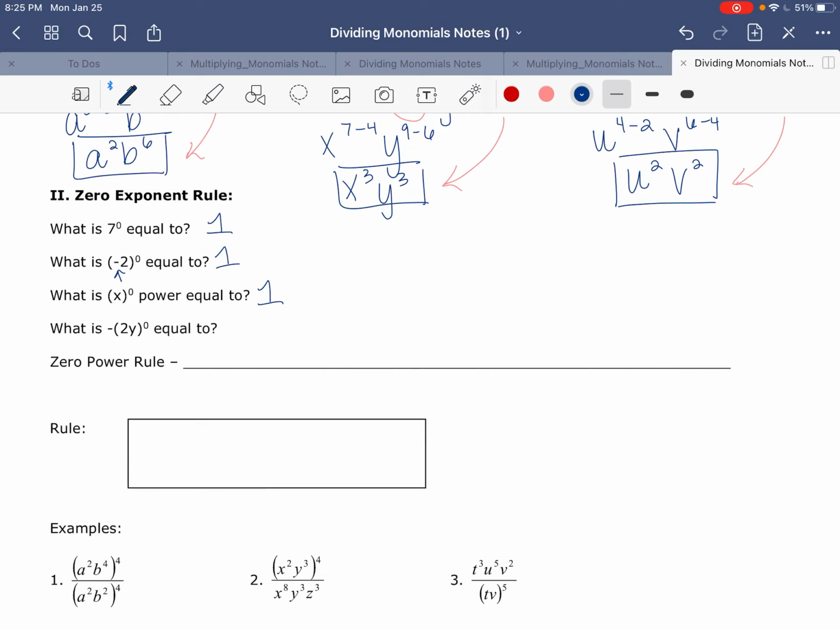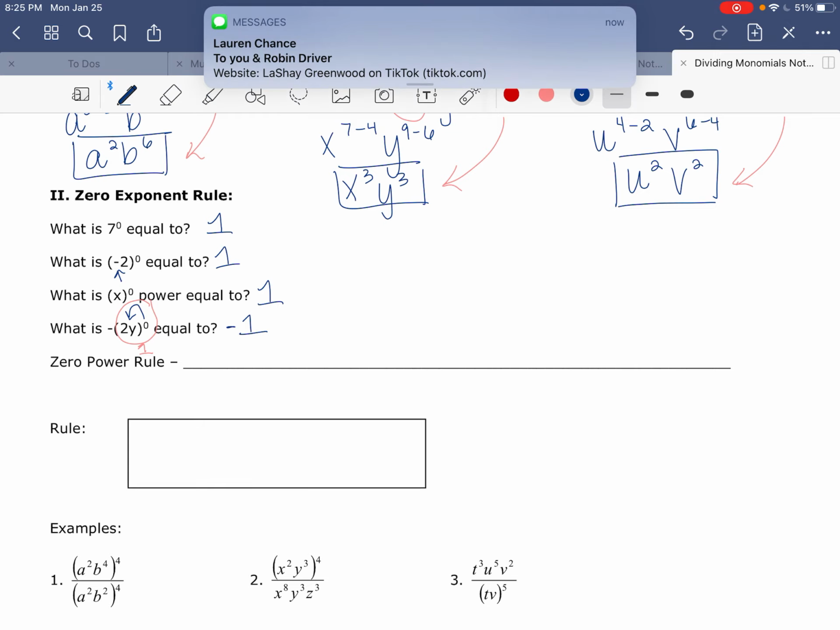Did you say 1? Because if you did, you forgot the cardinal rule. Exponents only go to what they're told to, which is in the parentheses. So while this right here becomes a positive 1, that negative in front of it actually makes it a -1.